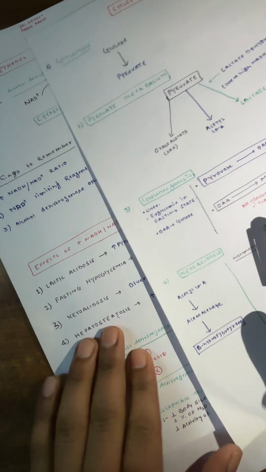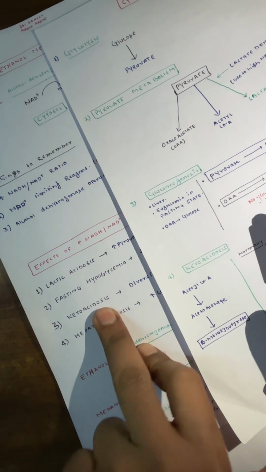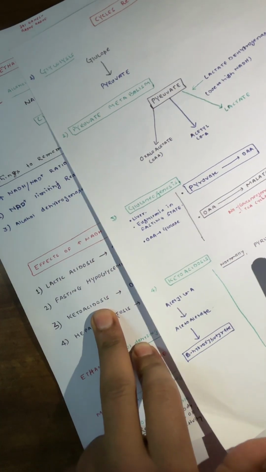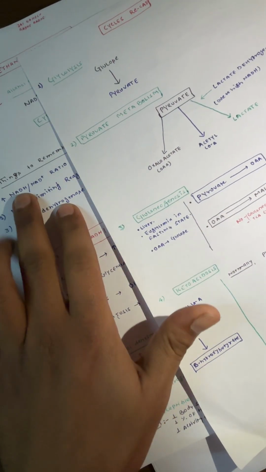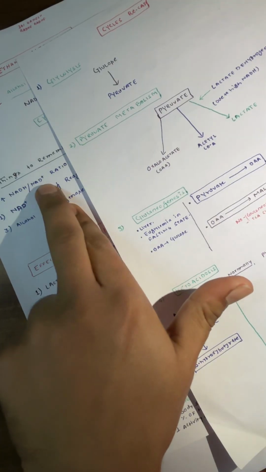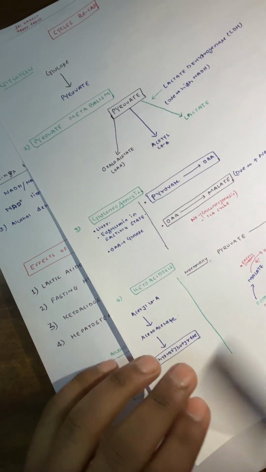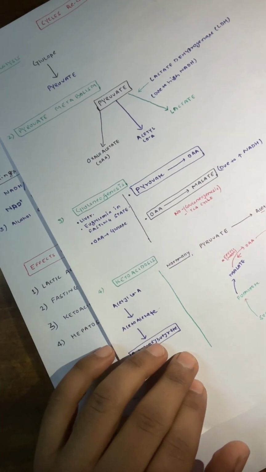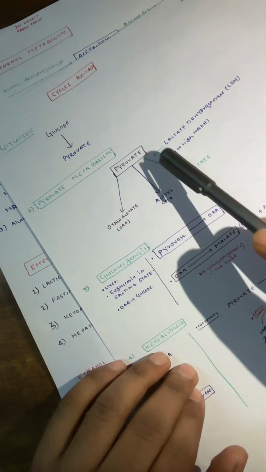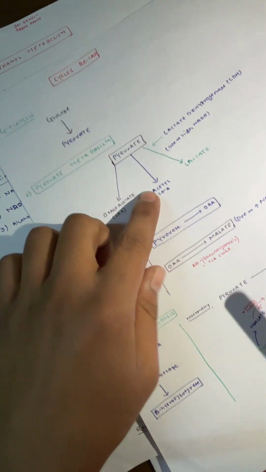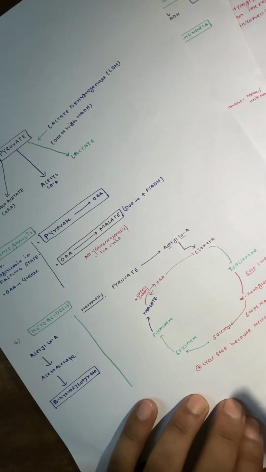Now we'll talk about the third major metabolic effect, that is ketoacidosis, okay? So as we all know, the ratio of NADH and NAD plus increases, okay? So because of this high NADH, the TCA cycle is blocked. As we can see here, the pyruvate is getting converted to acetyl coenzyme A, and this acetyl coenzyme A enters into the TCA cycle, okay?